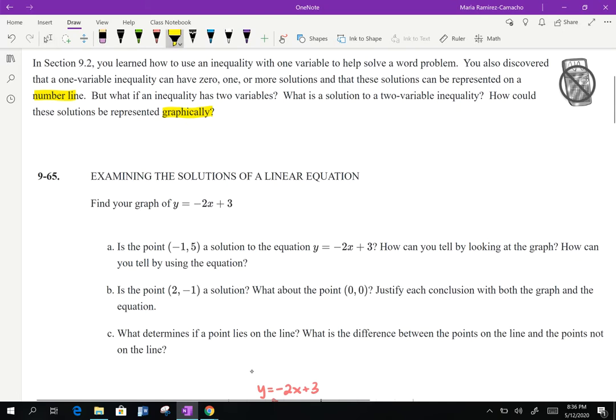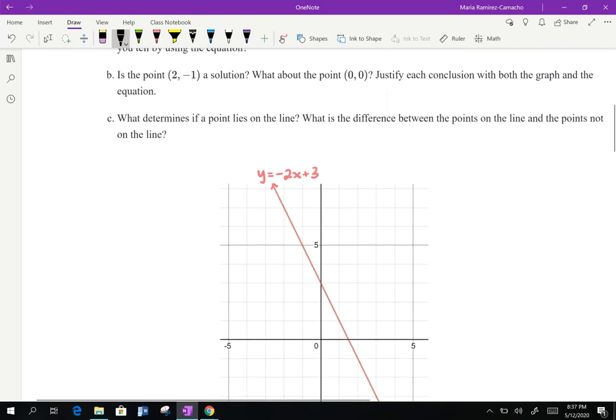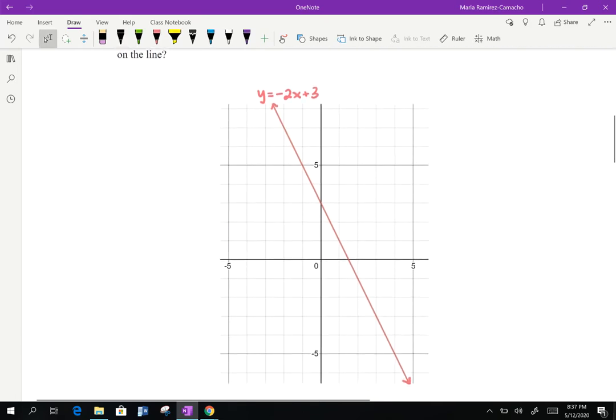9-65, examining the solutions of a linear equation. Find your graph of y equals negative 2x plus 3. I found it. Here's my graph. Y equals negative 2x plus 3. This is in slope-intercept form, meaning it's in y equals mx plus b form. I want to remind you that anytime you have an equation in this form, we're going to see this later again, so it's useful to go over it. M is your slope and b is your y-intercept, okay?